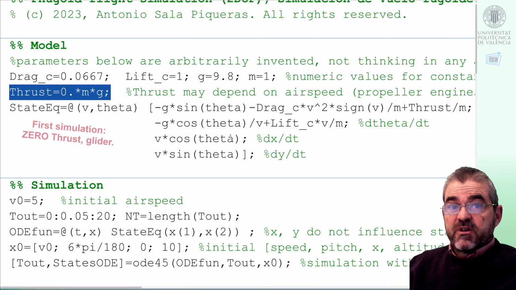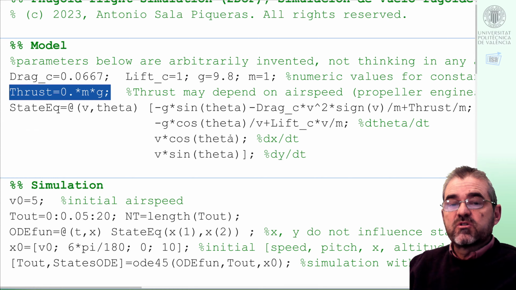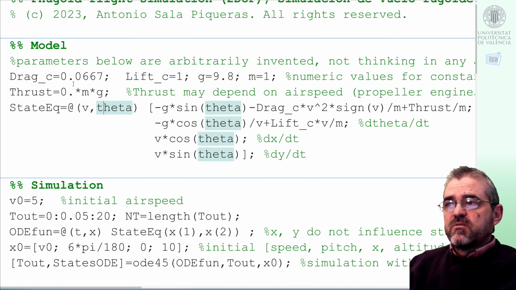And also we are assuming constant thrust, but depending on the propulsion system, it may have speed-dependent terms, particularly in constant power propeller engines. But we are not taking those issues into account, for simplicity and for lack of knowledge, also because I am not an aerospace engineer. So okay, we will start with this simulation and we'll analyze its output.